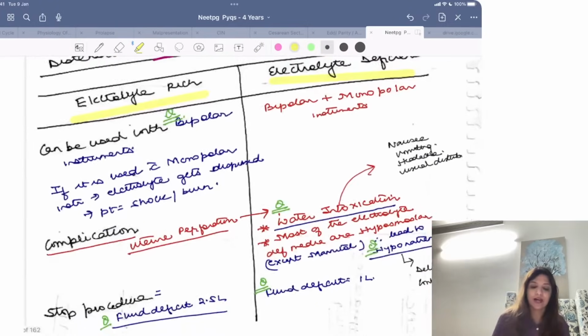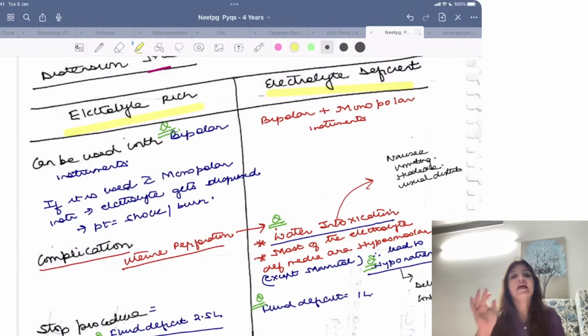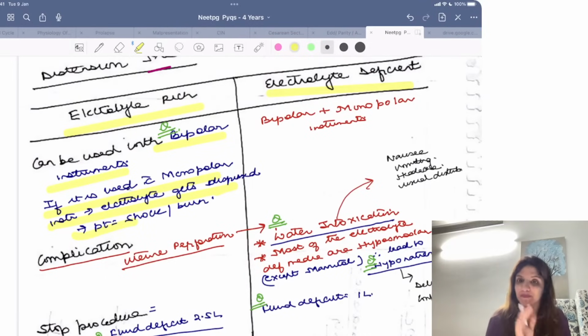Now let us understand what is the difference between the two. Electrolyte rich media can be used only with bipolar instruments. It cannot be used with monopolar instruments, because if you use it with monopolar instruments, it will lead to shock and it will lead to burns. Right? So with bipolar you can use both electrolyte rich and electrolyte deficient. With monopolar you can use only electrolyte deficient.